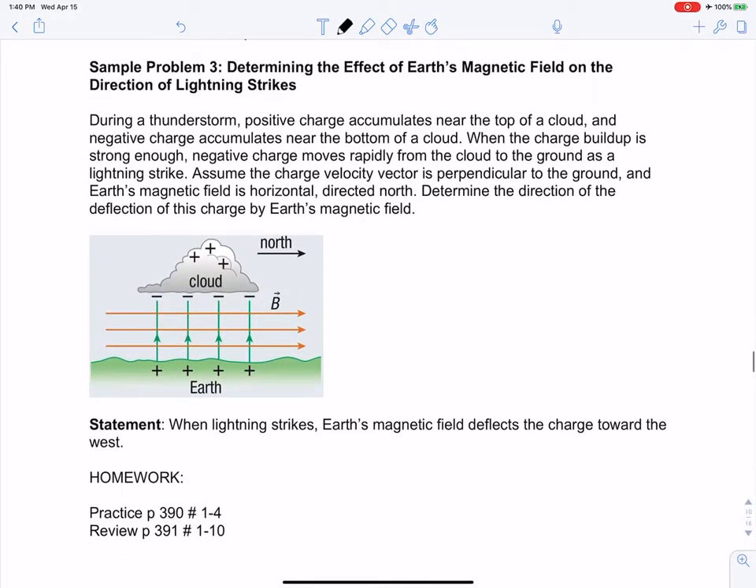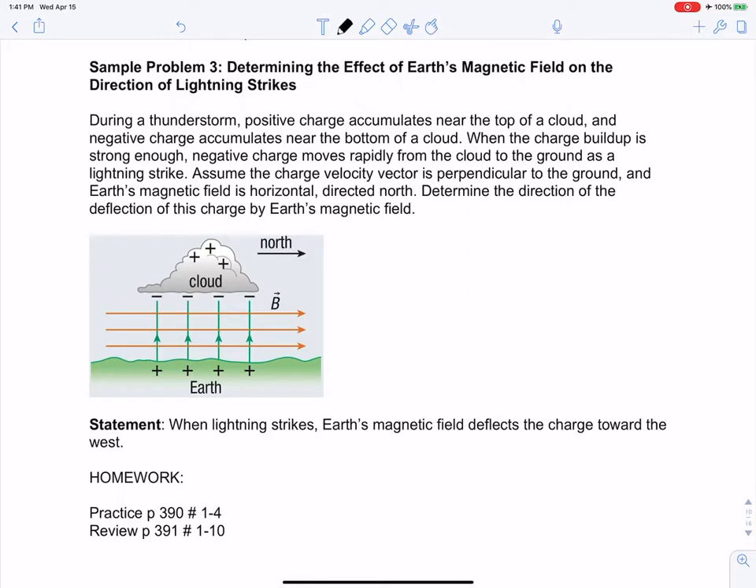In the last problem, we're going to look at determining the effect of the Earth's magnetic field on the direction that lightning strikes. During a thunderstorm, positive charge accumulates near the top of a cloud and negative charge accumulates near the bottom. When the charge buildup is strong enough, negative charge moves rapidly from the cloud to the ground as a lightning strike. Assume the charge velocity vector is perpendicular to the ground and the Earth's magnetic field is horizontal, directed north. Determine the direction and deflection of this charge by the Earth's magnetic field.